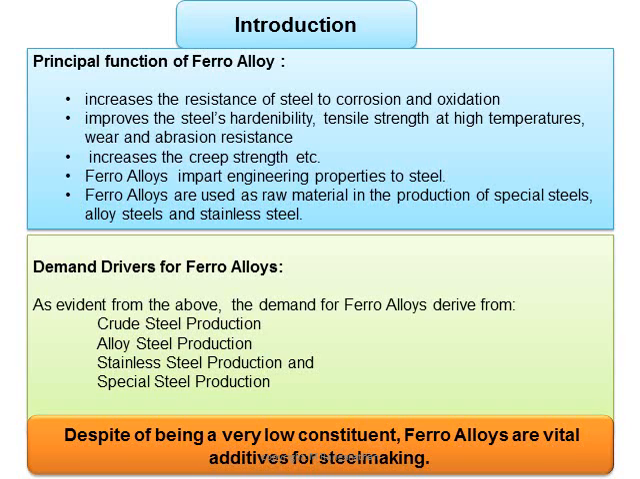The ferroalloys are also used as raw material in production of certain special steels and in some stainless steel and alloy steels. Now, having said this, we can easily understand that the demand for ferroalloys mainly comes from the different types of steel. So, if we list out the demand drivers for ferroalloys, it will look something like this: the crude steel production, alloy steel production, stainless steel production, and special steel production. These are the main demand drivers for ferroalloys.